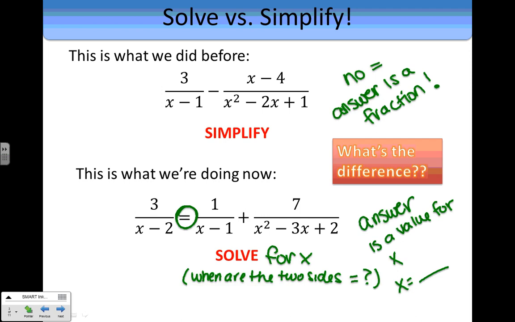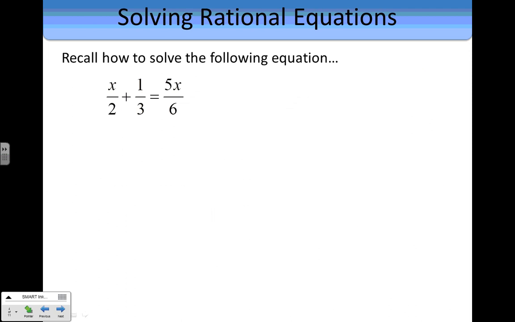Okay, so we talked about the process before. Up here, simplifying, we need to find a common denominator, and my answer will still be a fraction. I cannot get rid of my denominators. When we're solving, it's going to be a much different process. Okay, so let's recall how to solve this equation. This is just a simple rational equation here that you may have seen before. Probably in Algebra 1 might be the first time you would see something that looks like this.